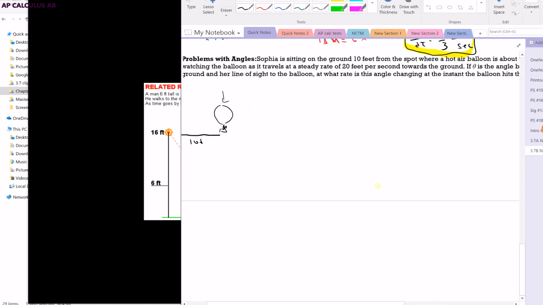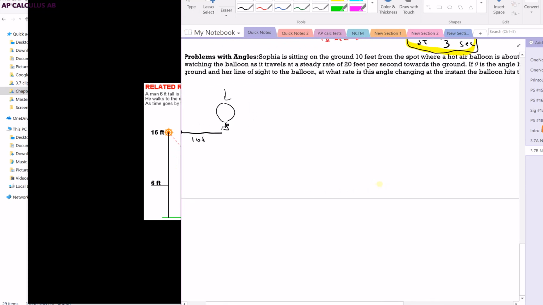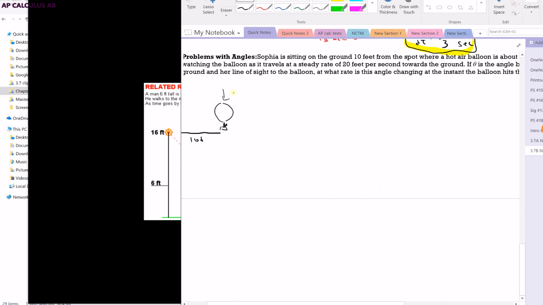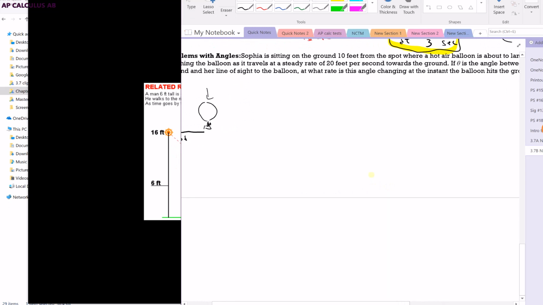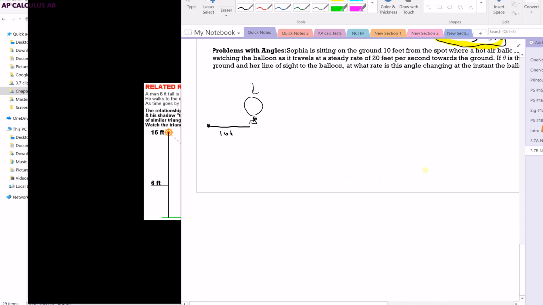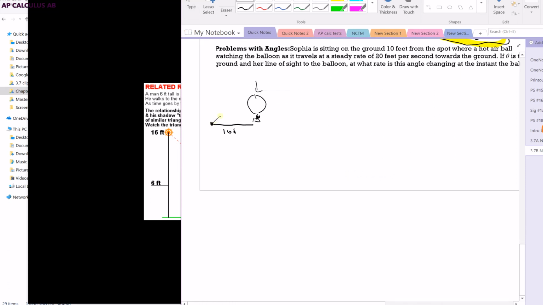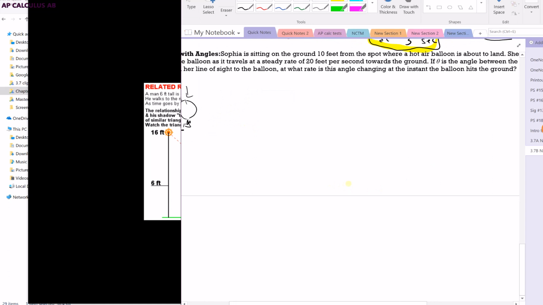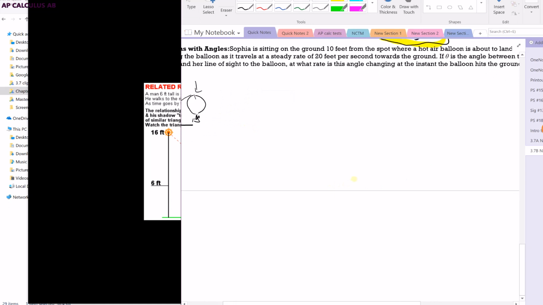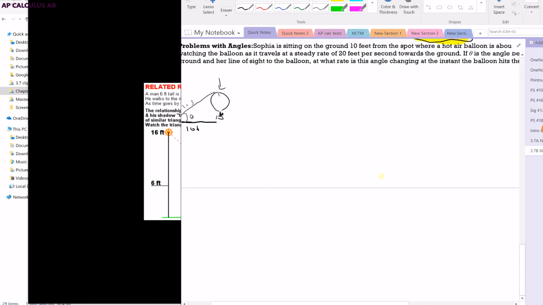She is watching the balloon as it travels at a steady rate of 20 feet per second towards the ground, so it's going down at 20 feet per second. If theta is the angle between the ground and her line of sight, so this is theta, here's the ground, and here's her line of sight. At what rate is the angle changing at the instant the balloon hits the ground?